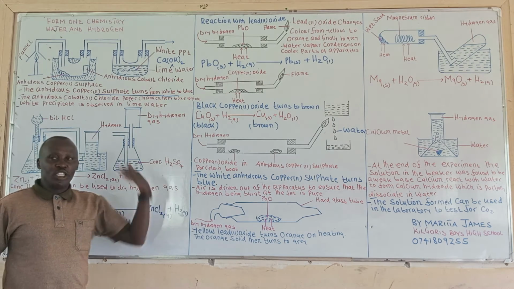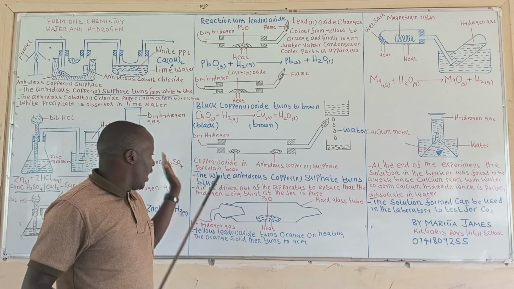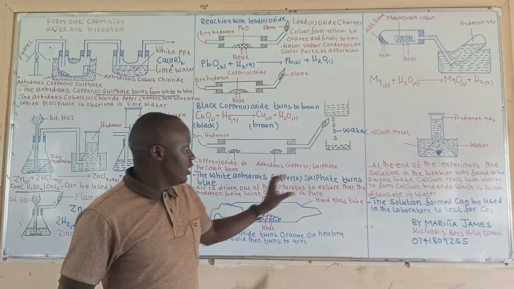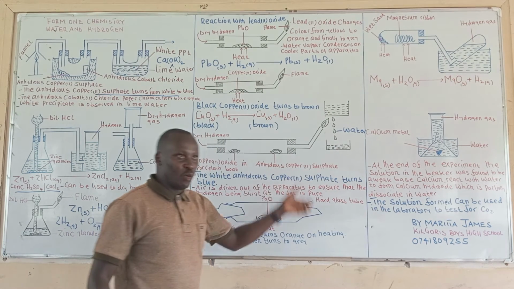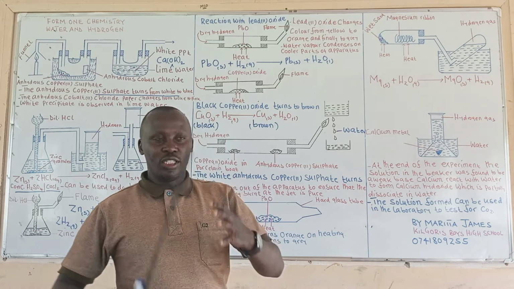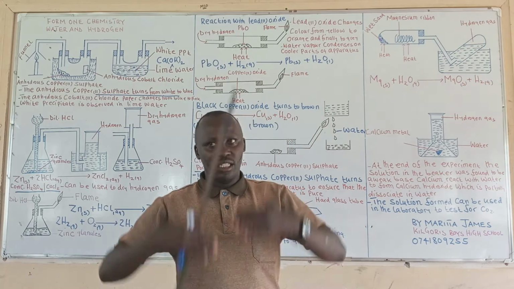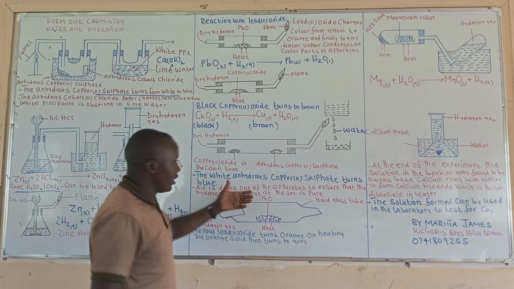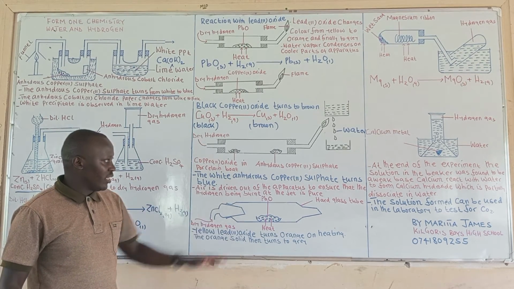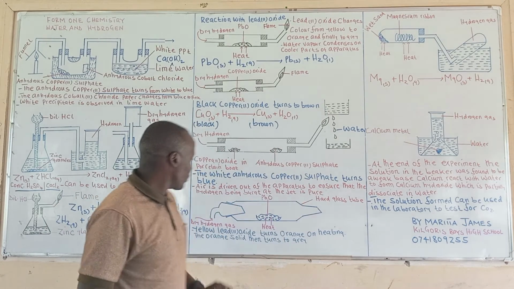The precaution which is normally taken during this experiment is that the air is driven out of the apparatus to ensure that the hydrogen burning at the jet is pure. In that case, this avoids explosion with air, because the reaction between hydrogen gas and oxygen gas is very explosive. Therefore, here in this experiment, the air must first of all be driven out of the apparatus to ensure that the hydrogen burning at the jet is pure.